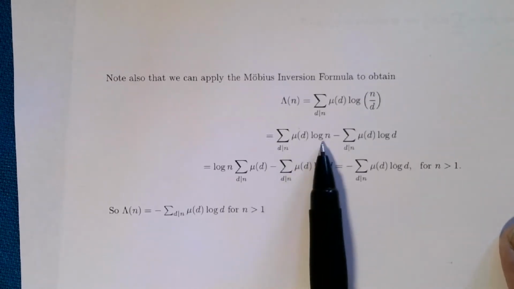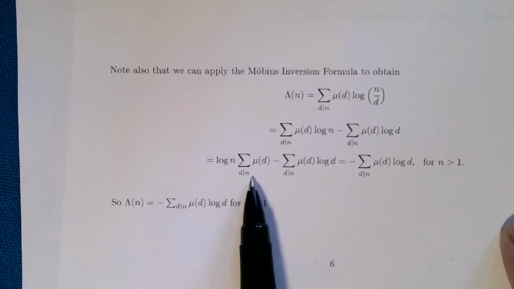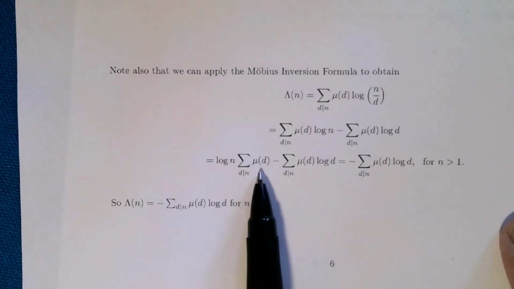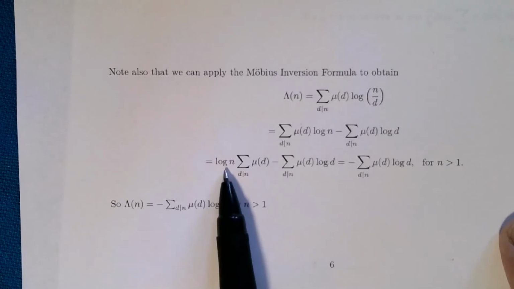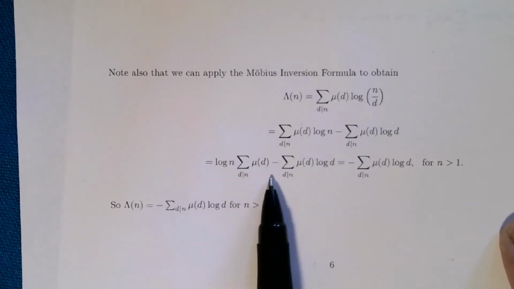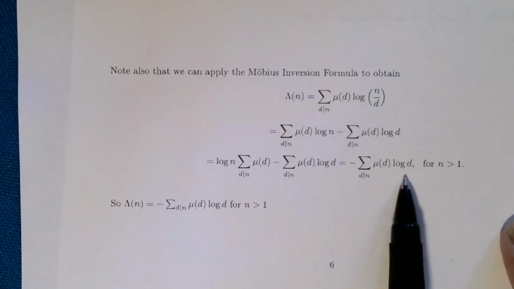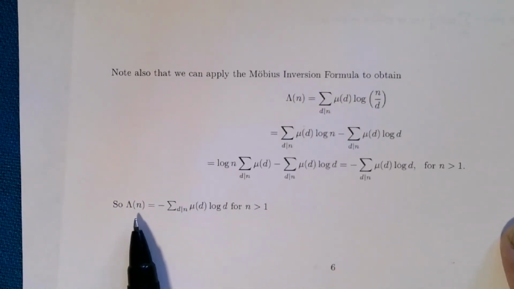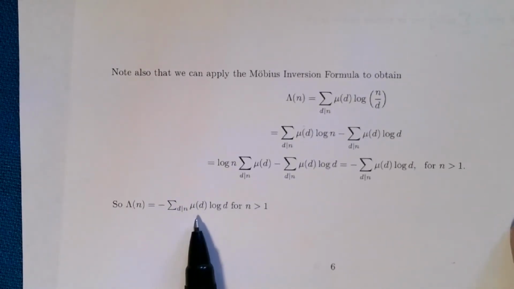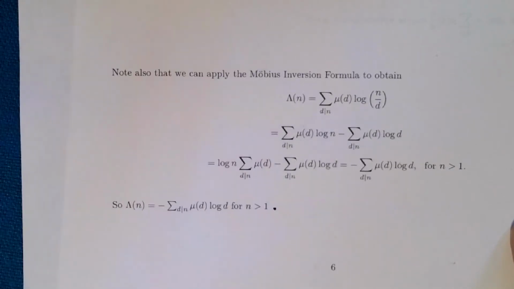Now, this one here, I can take the log n out the front, and so I just have a sum over divisors of n of mu of d. And we know that this is 0 unless n is 1, but when n is 1, log of 1 is 0, so that's going to vanish. And then I've just copied that one down, and so that just reduces down to there. So putting that together, we have that lambda of n can also be connected back with the Mobius function. It's minus the sum over the divisors of mu d log d, for n bigger than 1. Full stop there.